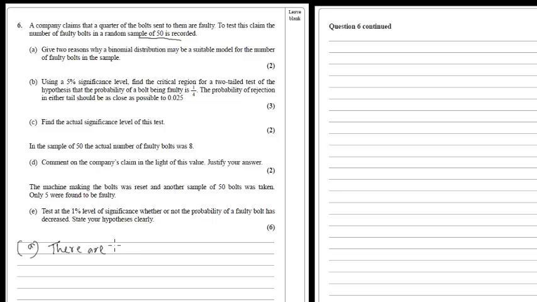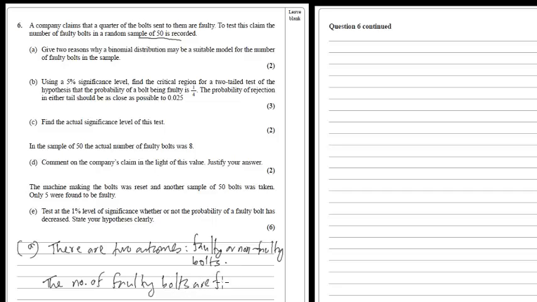So there are two outcomes, faulty or non-faulty bowls. This is one of the properties, and the other property is the number of trials is fixed. So the number of faulty bowls are fixed. So that's it. But remember, you need to give the answer in context, otherwise there will be no points given.